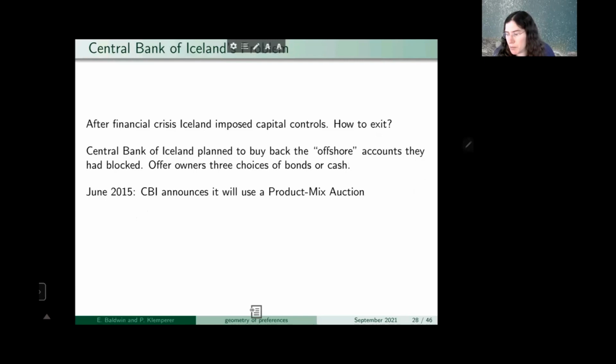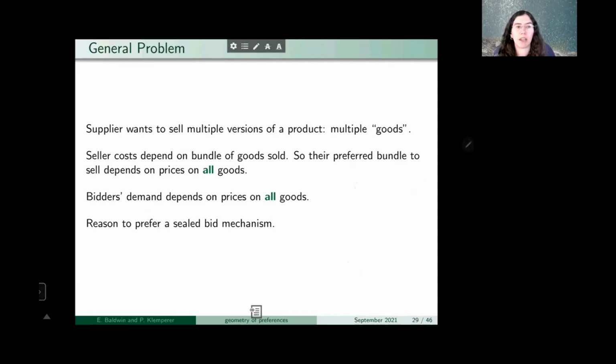I think I'm not going to have time to talk about the Iceland problem at all. So the general problem is that the seller wants to sell multiple versions of a product, so multiple goods, and the costs depend on the bundle of goods sold. So the preferred bundle to sell depends on the prices of all goods, and the bidder's demand similarly depends on the prices of all goods.